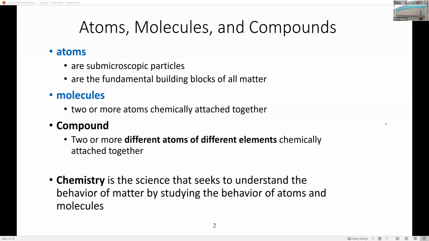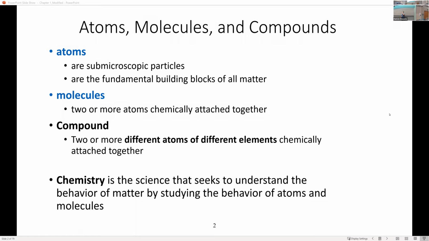So the four main terms are atoms, molecules, compounds, and elements. Atoms, like I mentioned, are the actual submicroscopic particles, the smallest particles of matter. The different types of atoms are called the elements, which are listed underneath compounds, which form when different elements join together by chemical bonds. The elements are located on the periodic table.